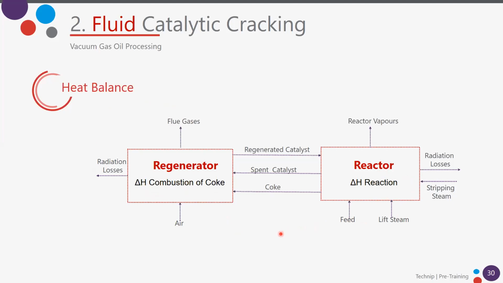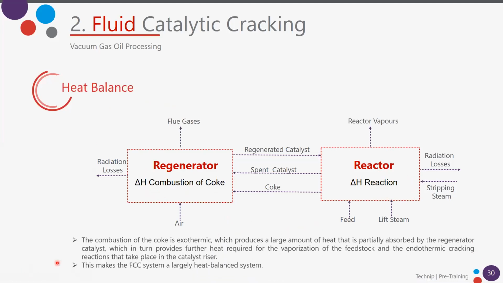We don't have any external heat that we will add to the unit. So we'll have this balance across the unit in the reactor and the regenerator, okay? So the combustion of the coke is exothermic, that produces a large amount of heat that is partially absorbed by the regenerated catalyst, which in turn provides further heat required for the vaporization of the feedstock and the endothermic cracking reactions that take place in the riser. This makes the fluid catalytic cracking unit a largely heat balanced system.